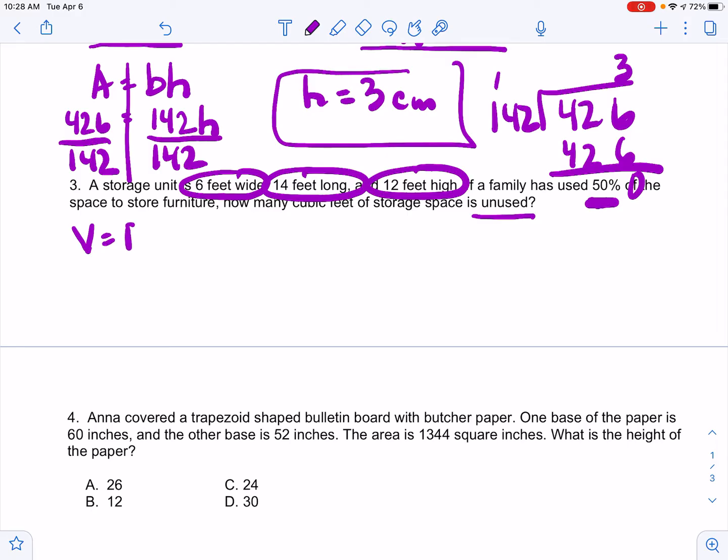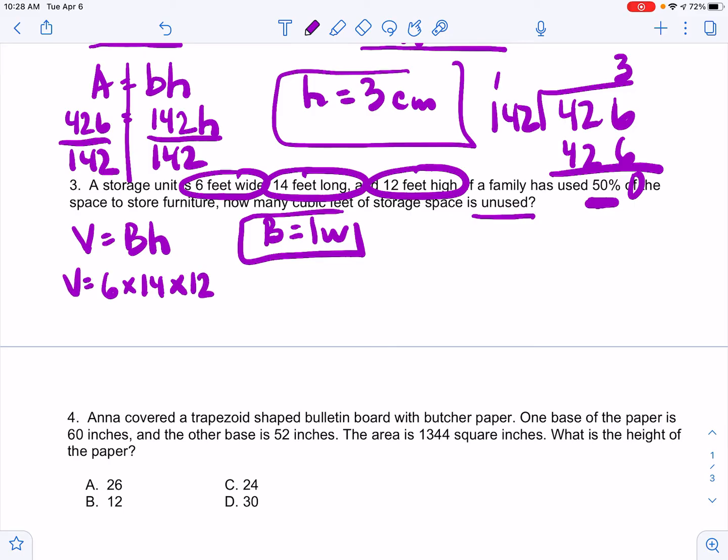Volume is equal to base times height. Your base, big B, is equal to length times width. Okay? Length times width is your big B. So our length and our width are 6 times 14. Our height is 12. Okay? And now you're going to multiply these together. 14 times 6. That's 84. And then 84 times 12.